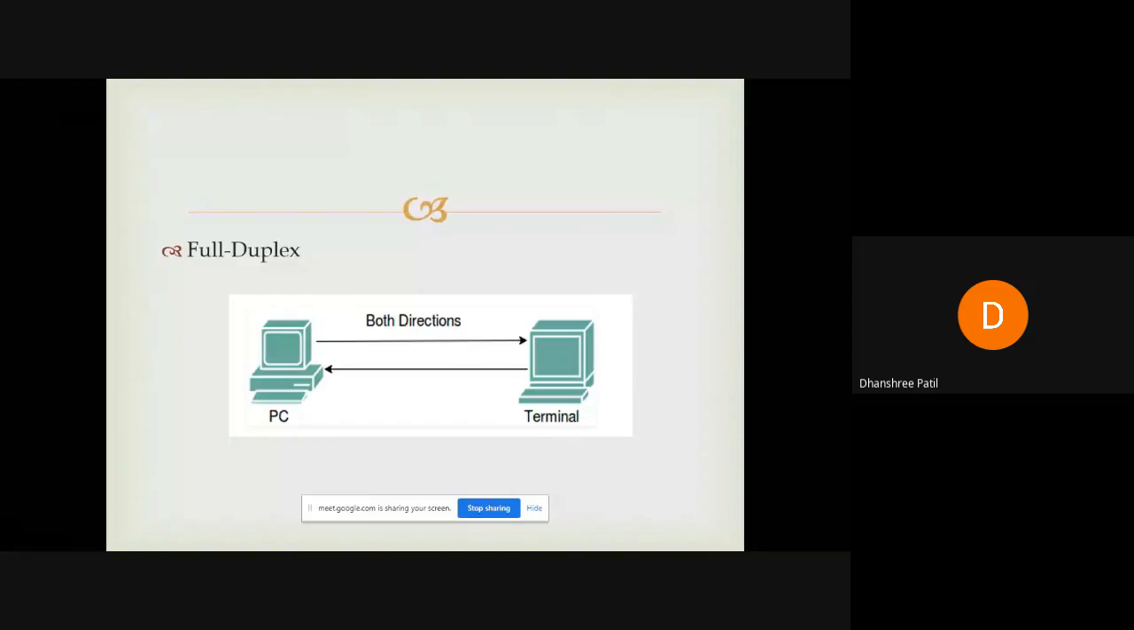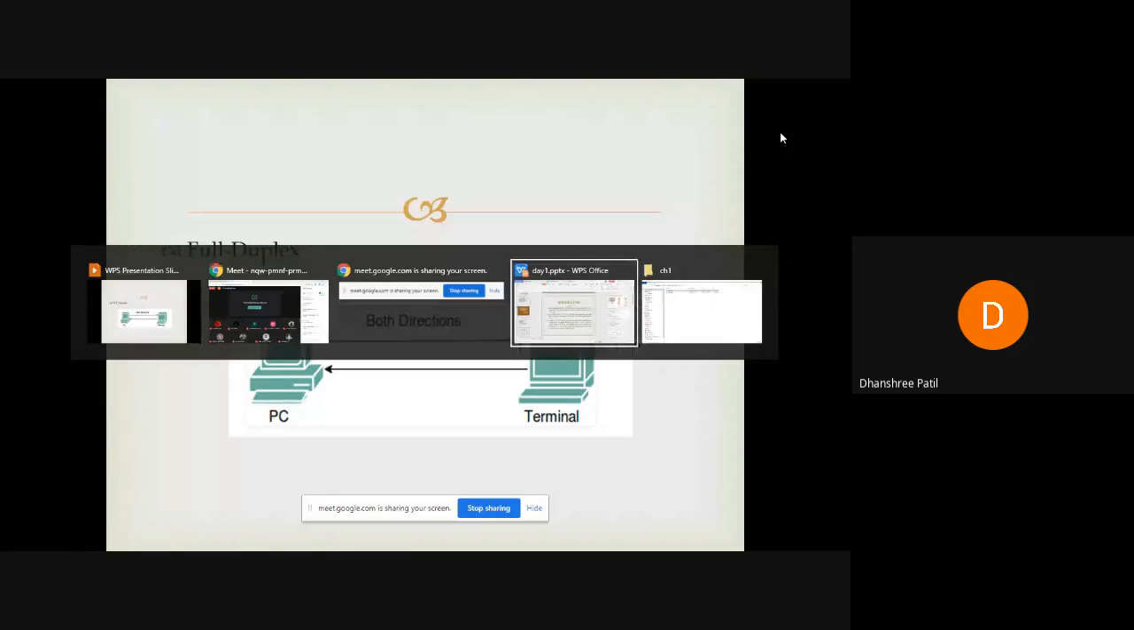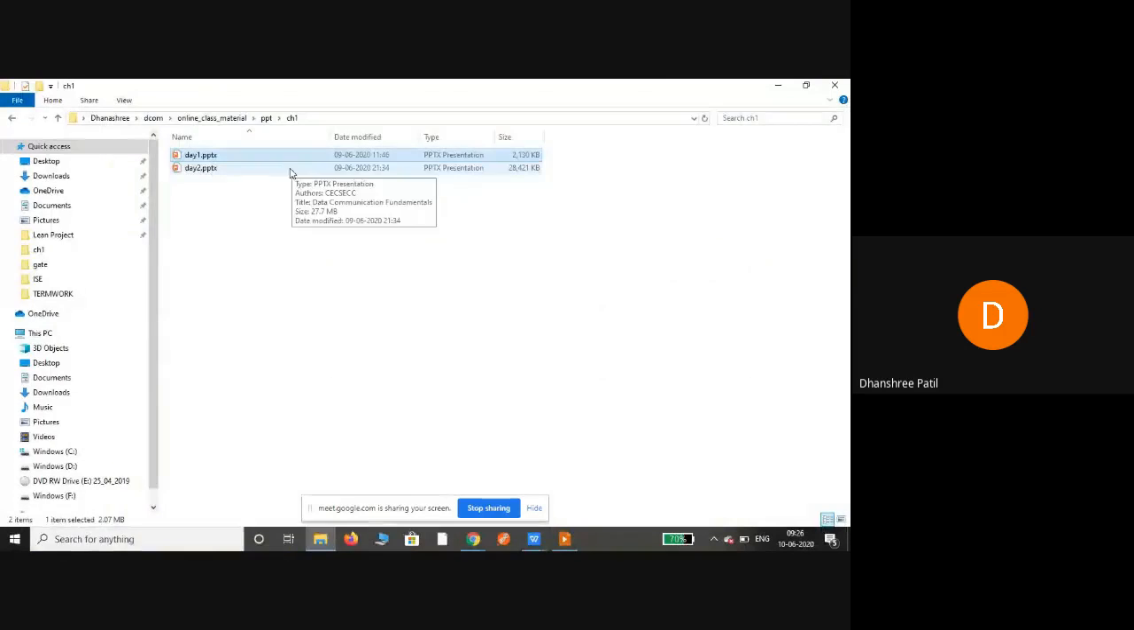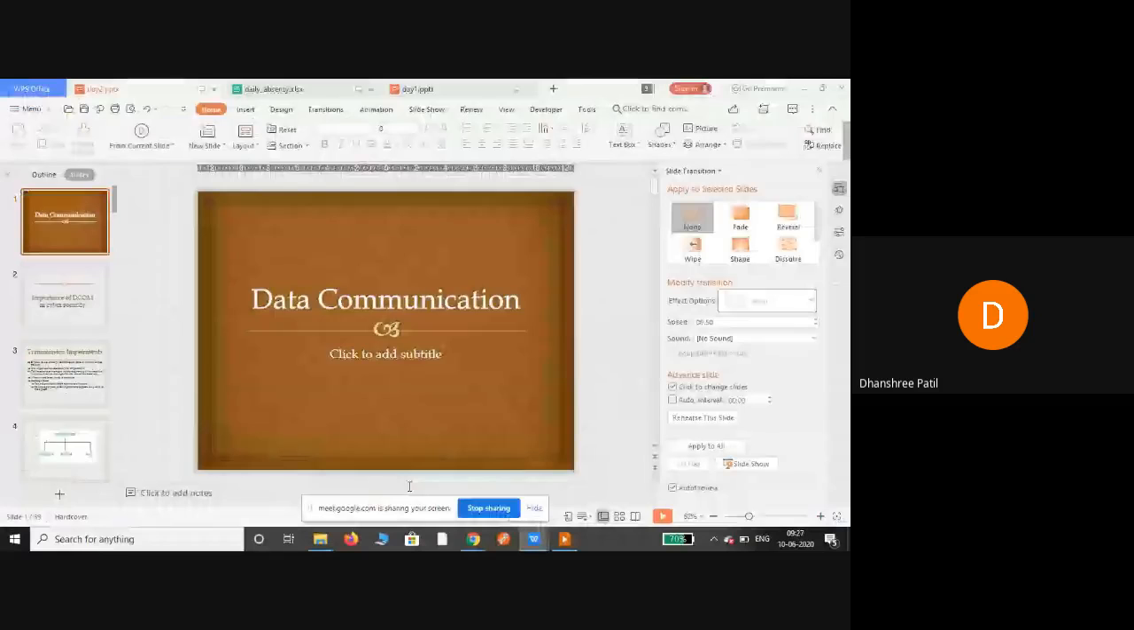Then we have seen full duplex, where both machines can send as well as receive data simultaneously. That is nothing but full duplex. Up to this we have seen yesterday. Is anybody having any problem in this? If not, I'll move forward. Okay, I hope nobody is having any problem. So we'll start the second slot of today's lecture.